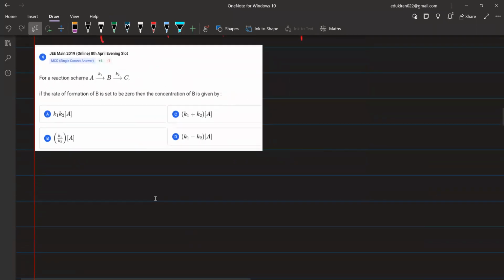They are asking, if the rate of formation of B is set to be 0, that means whatever B is getting formed is getting converted to C, then the concentration of B should be given by what? Please write this question.